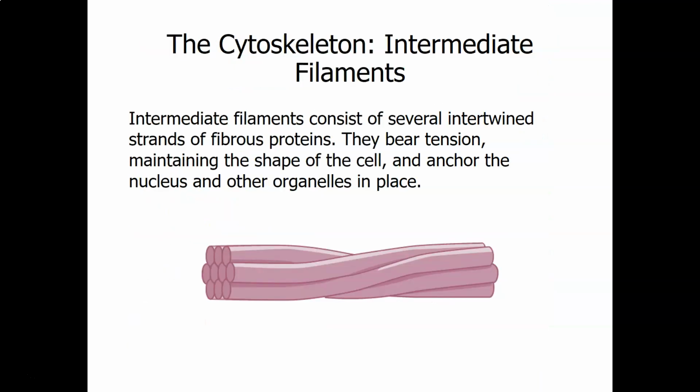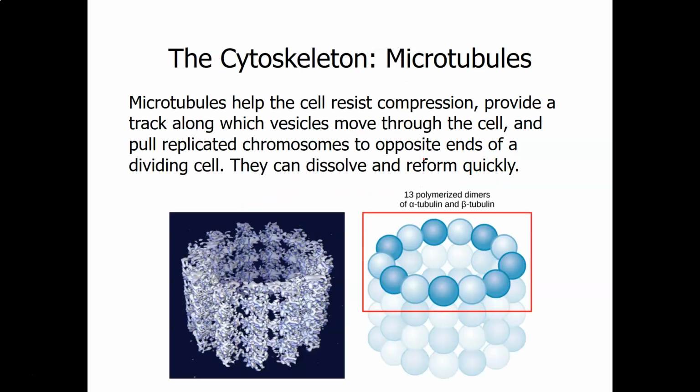The intermediate filaments help hold organelles in place and maintain the shape of the cell. The microtubules are the largest of the protein fibers, and they can also dissolve and reform quickly.